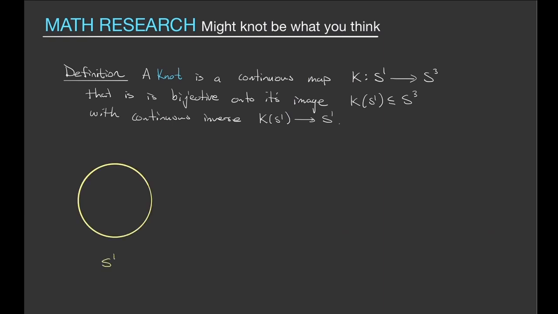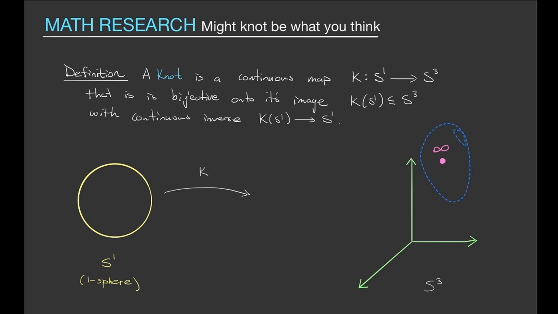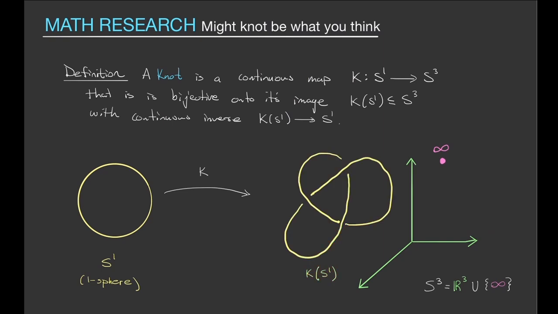Now simply, we take the one sphere, S1, we map this in some way into three-dimensional space. We call that mapping K, and the three-dimensional space is like what we're used to with the addition of a point at infinity. Just in the same way, the one sphere is just the real line with a point at infinity. As we map the one sphere into the three sphere, which is just again R3 plus a point at infinity, we can trace out a knot. This image under the map is what we call the knot itself, and sometimes the image is called K.